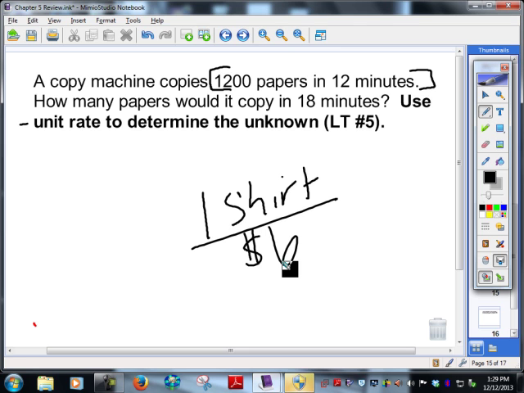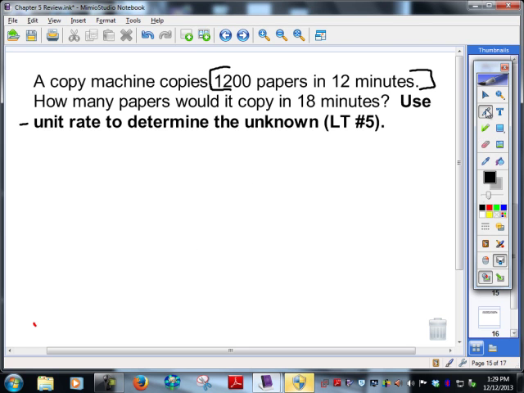Vidya? You're multiplying by $6. That's the whole point of using unit rate. Okay? Does that make sense? And that's what I'm trying to get you guys to see. That's all this is.